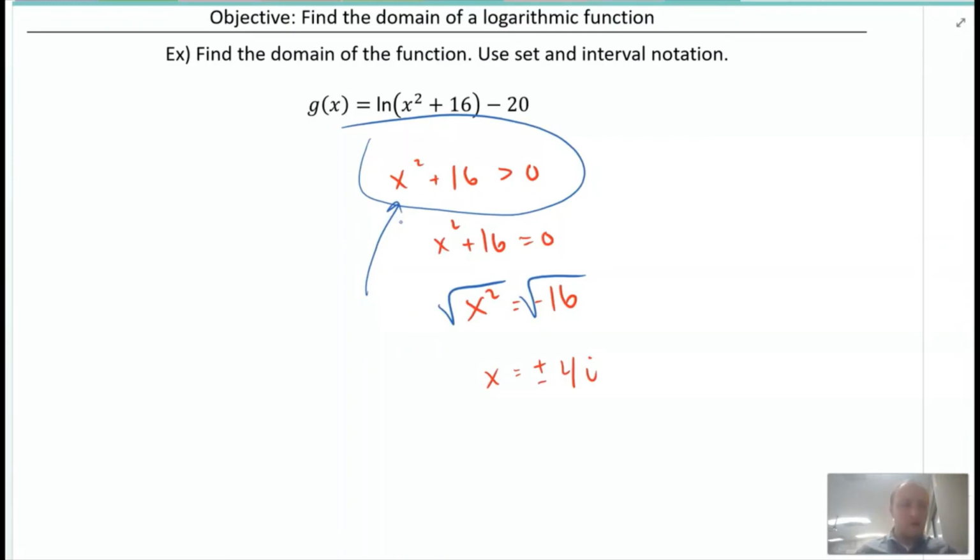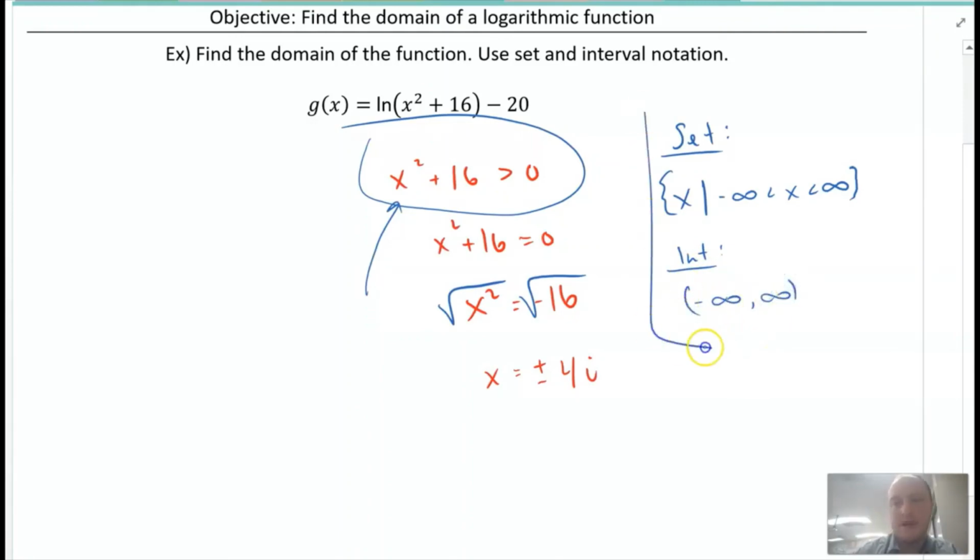So we're good. What is our domain? In set notation, it's all real values: x such that negative infinity is less than x, which is less than infinity. In interval notation, negative infinity to infinity. And there you have it.